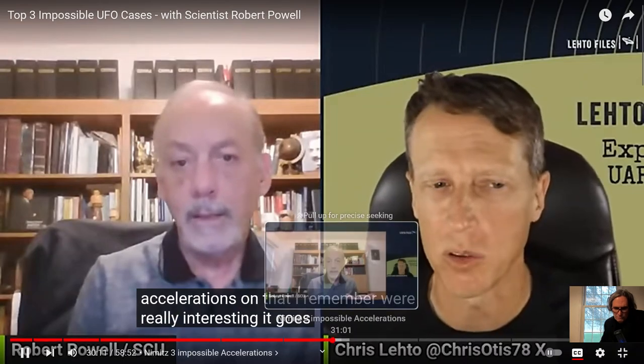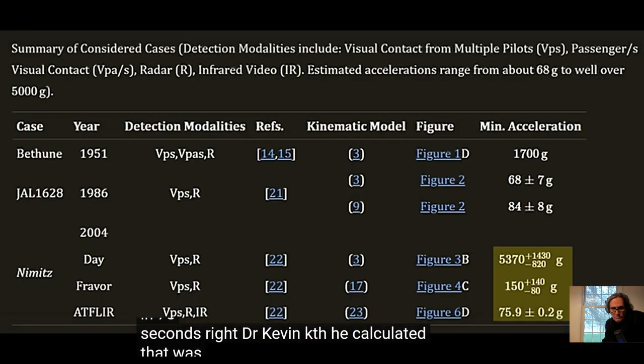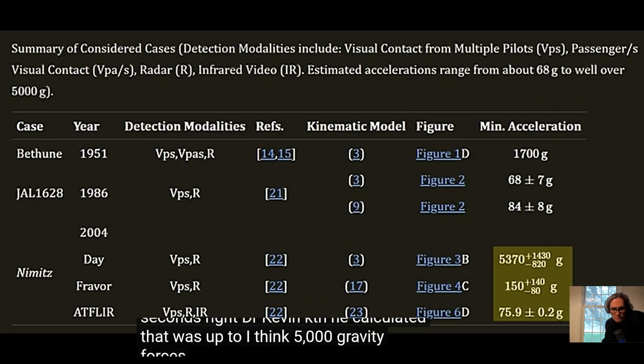And you mentioned Nimitz and how you investigated that. The accelerations on that, I remember, were really interesting. It goes from, I think it was 28,000 feet down to surface level in 0.78 seconds. Right. Dr. Kevin Knuth calculated that was up to, I think, 5,000 gravity forces, if I remember.